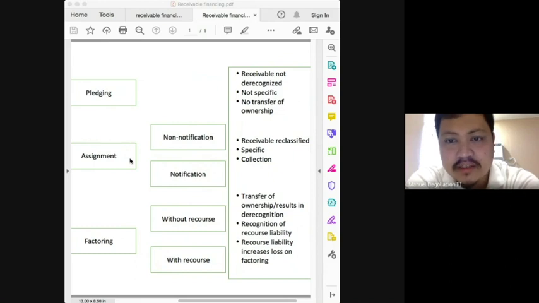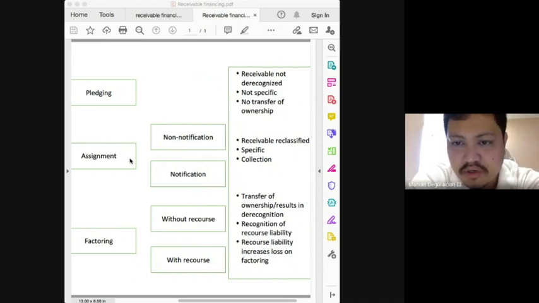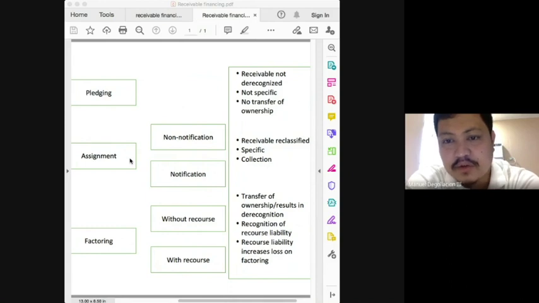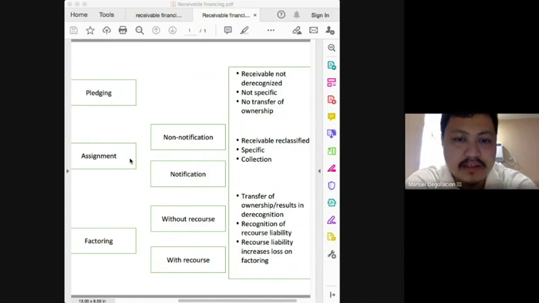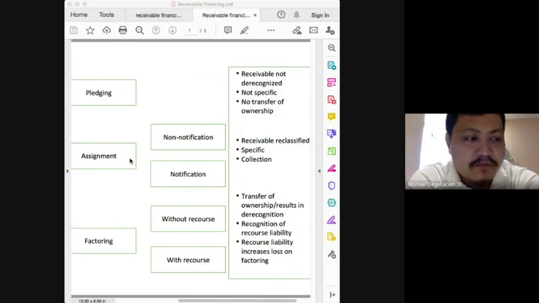As you can see here, assignment may be on a non-notification or notification basis. Notification meaning we are notifying the customer that owes us money. So if it's a notification basis, the customer who is supposed to be paying us for the goods we have sold or for the services we have provided will be notified that his account is being assigned to another entity. And in this case, normally it would now be the fund provider that will make the collection. By virtue of the notice given, our customer can pay directly to the fund provider.